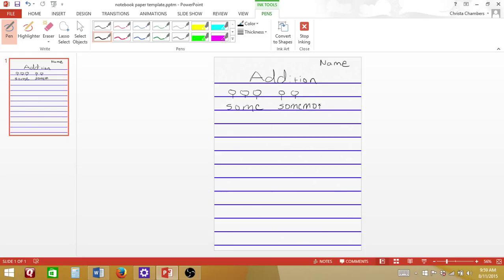So go ahead and write this with me. We had some suckers, and then we got some more suckers, and what addition does is it combines those to give us the total. So now we have 3 plus 2 is 5. So we have 5 suckers. Okay, and this is the total. So we have 5 total suckers now.